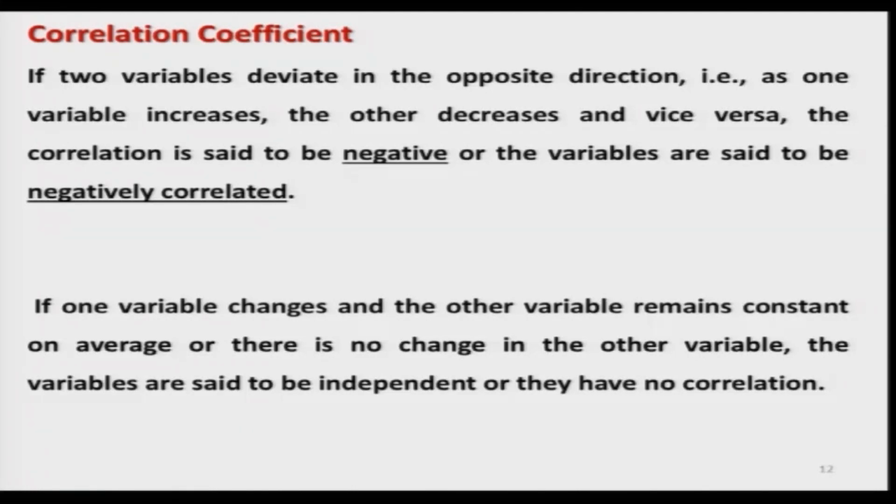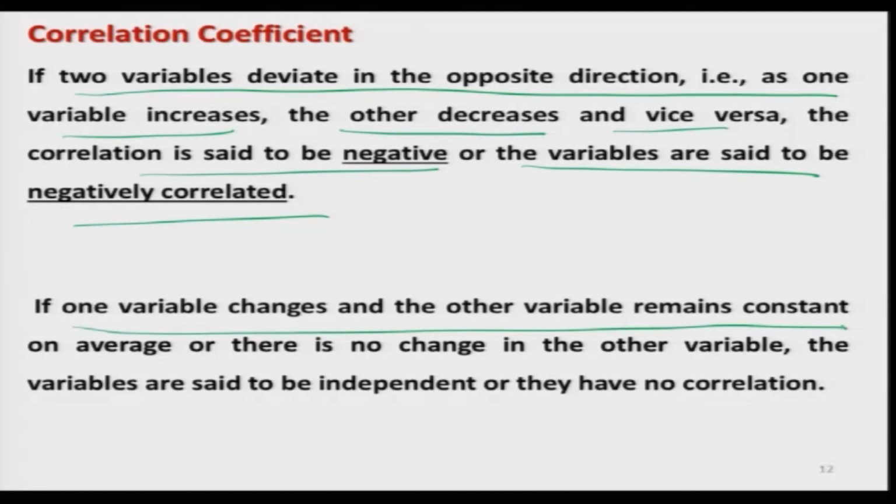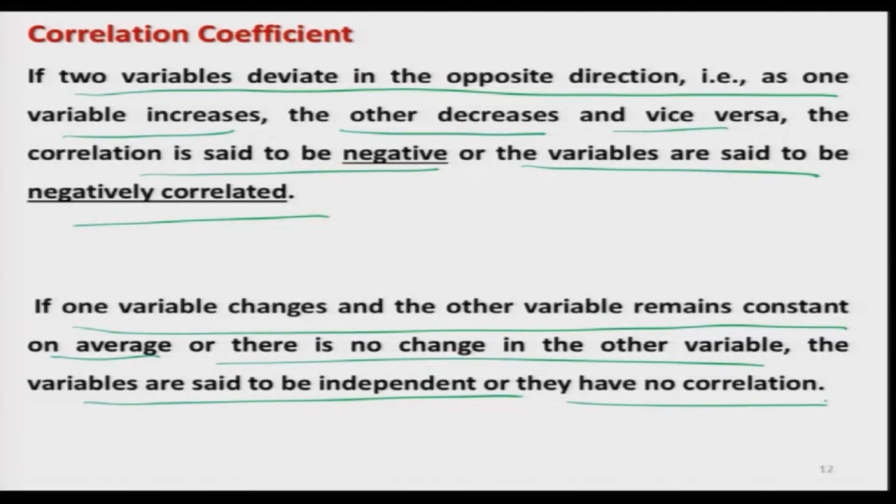Similarly, we can also define the negative correlation and negatively correlated variables. If the two variables deviate in the opposite direction, that is, as one variable increases, the other decreases, and vice versa, the correlation is said to be negative, or the variables are said to be negatively correlated, right. If one variable changes and the other variable remains constant, that means there is no change in the other variable on an average, right. Then we can say that the variables are independent or they have no correlation. So, now you have three situations: positive correlation, negative correlation and no correlation.